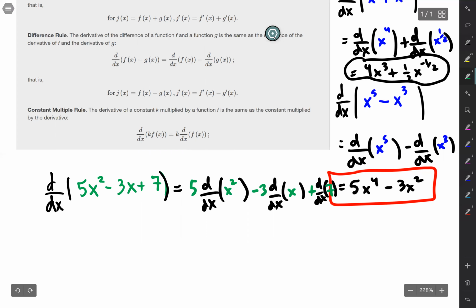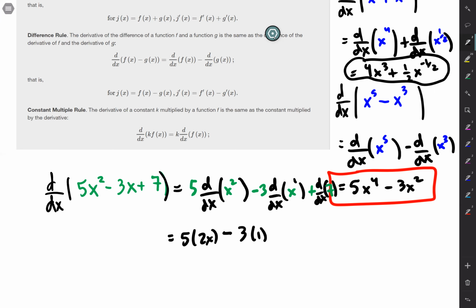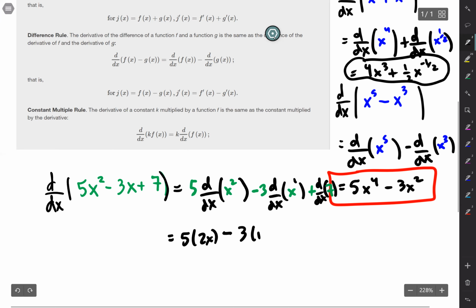So this is going to end up being 5 times 2x, that's 10x, minus 3 times the derivative of x. The derivative of x is 1, because you can think of this as being x to the 1. So when you bring the power out front, you get 1 times x to the 1 minus 1, which is 0. So I guess I could write that as 1 times x to the 0, if that helps. And of course, x to the 0 is 1.